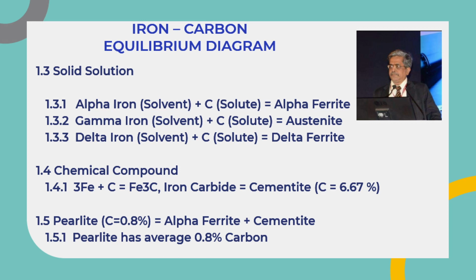Now another term is iron carbide with the formula Fe3C. It is not a solid solution but a chemical compound having a fixed composition. This chemical compound has a fixed carbon percentage, that is 6.67%. Iron carbide is also called cementite. Another term is pearlite. Pearlite is a combination of alpha ferrite and cementite. In one crystal of pearlite, there are consecutive layers of ferrite and cementite. Pearlite has roughly 0.8% carbon.